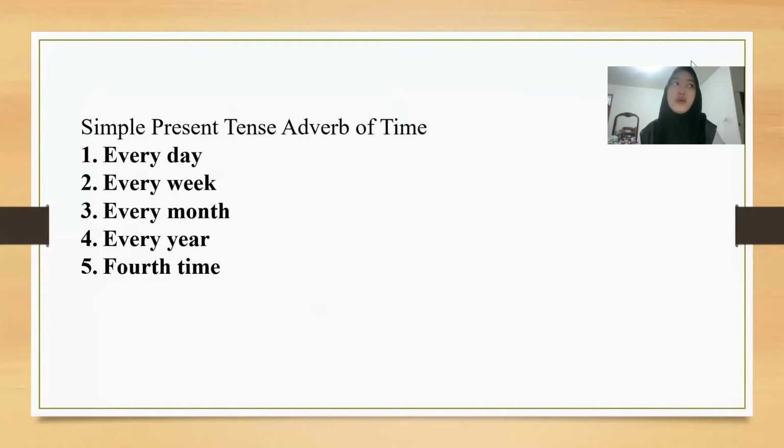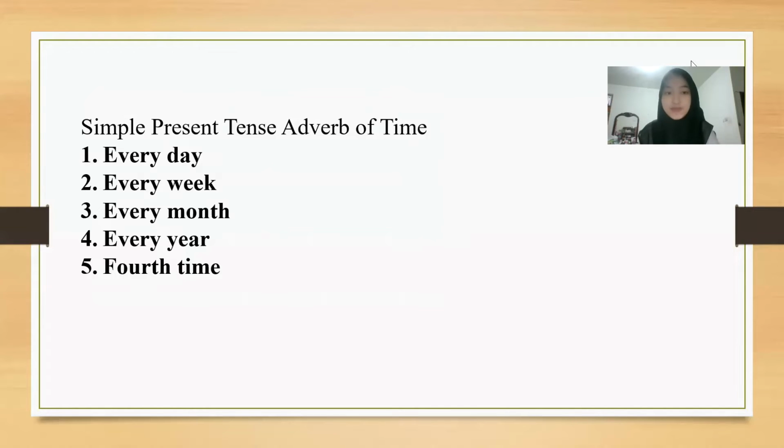Okay, so now we will make an example sentence for every day, the simple present adverb of time. For example, in the affirmative sentence: my mother goes to work every day. And then the negative sentence is: my mother does not, or doesn't, go to work every day. And the interrogative sentence is: does my mother go to work every day?